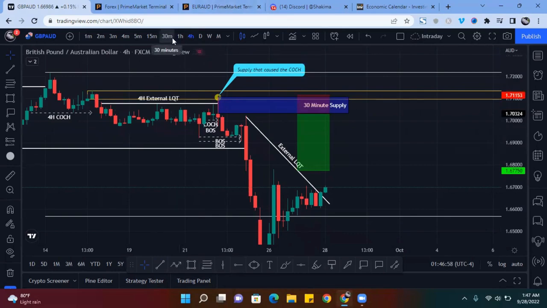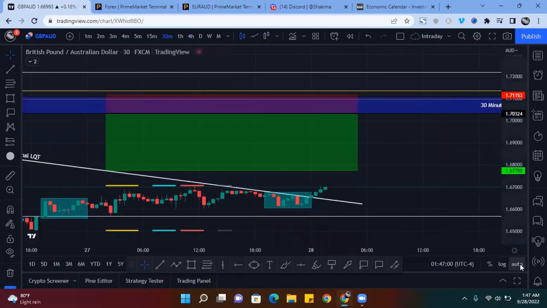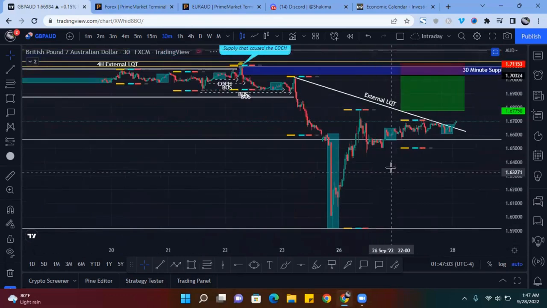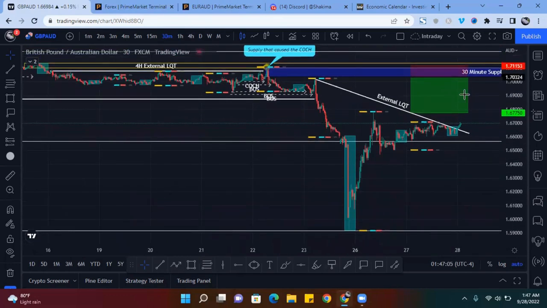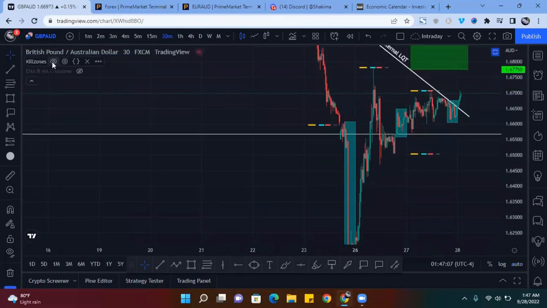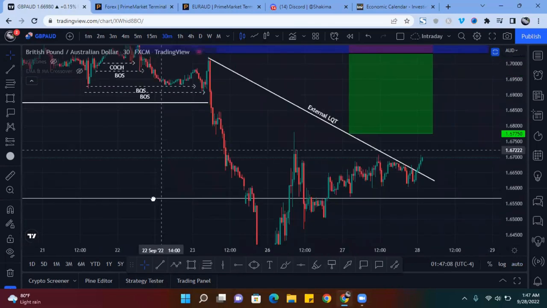So dropping down to the 30-minute real quick, right? Because if you're doing a higher time frame analysis, there's no need to do anything else really. Turn this off real quick. Dropping down to the 30-minute, this is how it reflects.